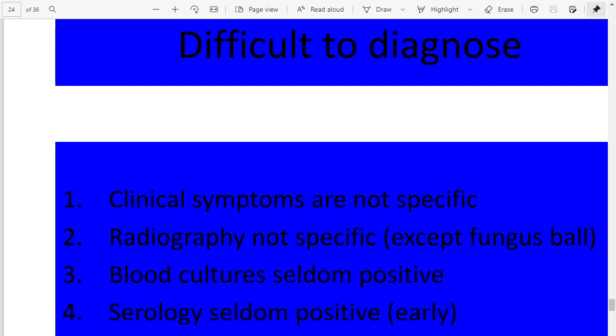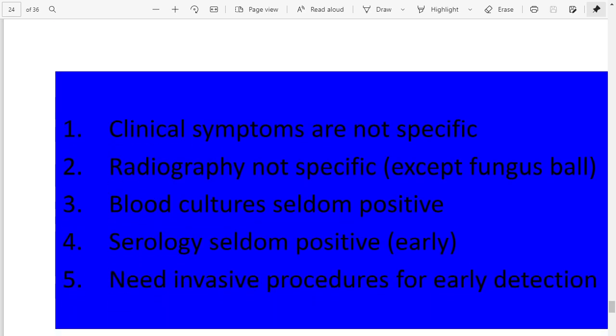We need a more invasive procedure for early detection, in the areas of greatest need. You can do bronchoscopy and obtain a sample from inside the bronchus. You can use lung biopsy, or biopsy from the sinuses. You can use a special swab for the ear, the eye, or skin infection to achieve early diagnosis by culture inside the mycology lab.